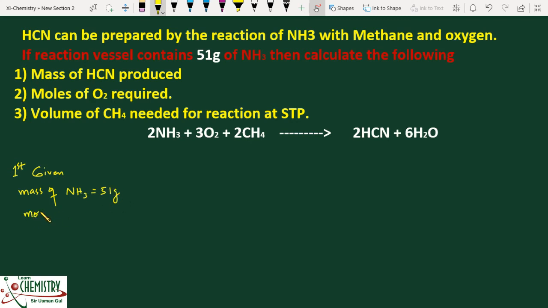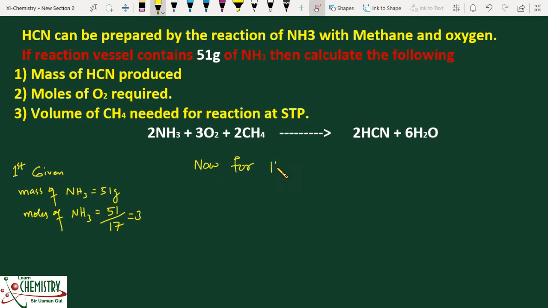Okay, now first I will write the given, the mass of ammonia, that is 51 gram. Okay, now I will calculate the moles by dividing the mass by the molar mass of ammonia, that is 51 divided by 17 gram. So I will get moles equal to 3. Okay, now I will use the mole ratio to calculate the value of HCN.